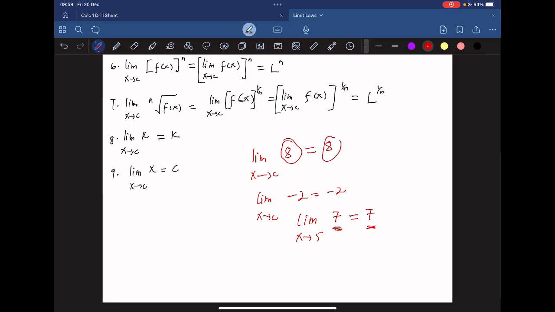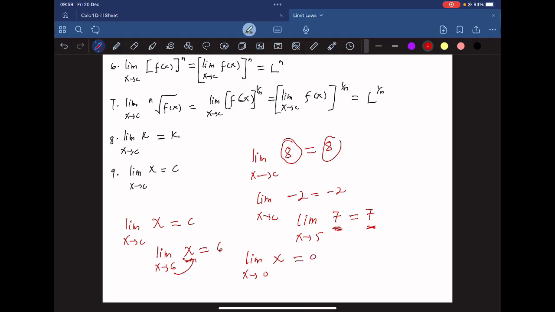Now for property 9, whenever you have the limit as x approaches c of x, this is always equal to c. Now why is it so? Note that when you have the limit as x approaches 6, and this is x, you are always substituting the value that the limit is approaching, right? So in this case, since this is x, and not a constant, we just have to replace this x by 6, right? So we have 6. The limit as x approaches 0 of x, what is this going to be? This is also 0, right?